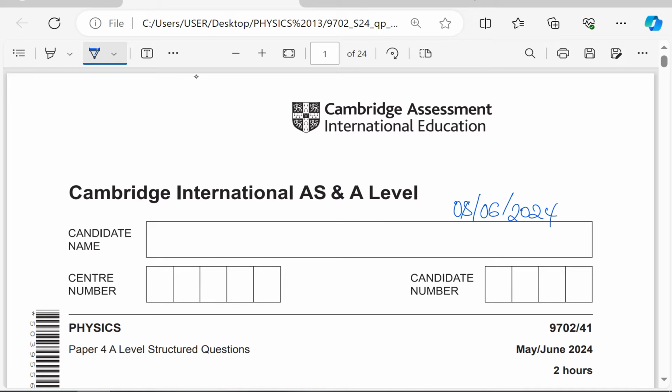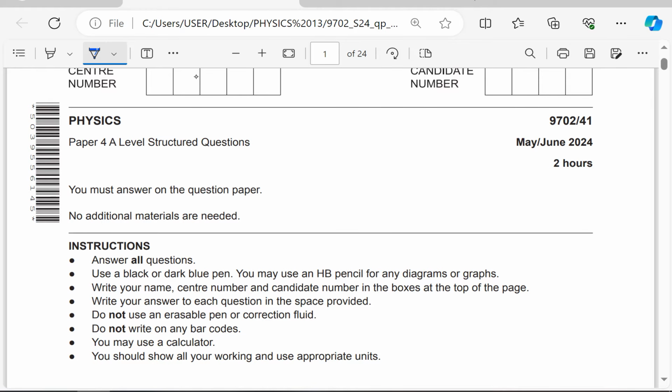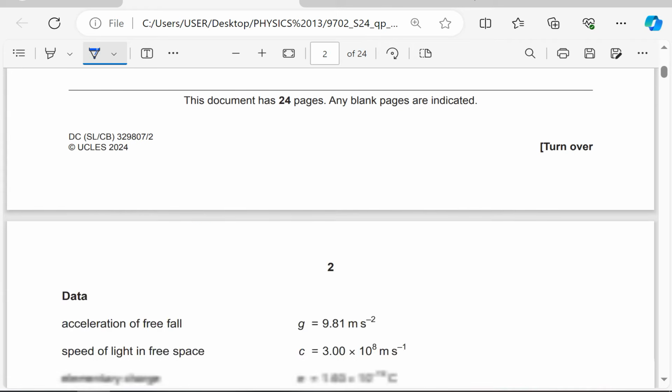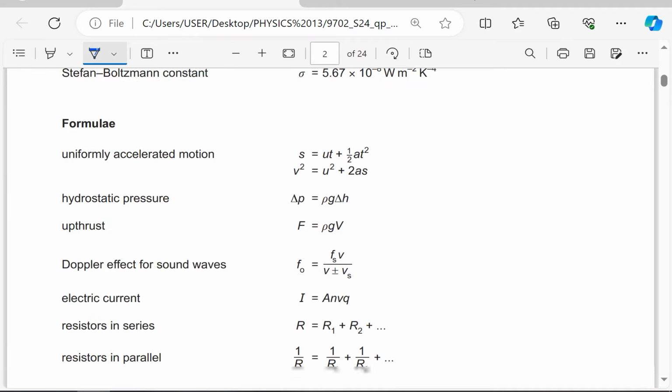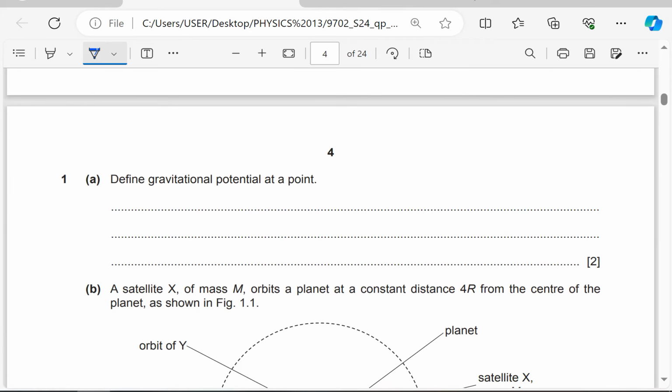Then I'll go for a break because I will be very, very busy. So let's go to the questions without wasting time. I may take slightly more than 2 hours or less than because I may give a lot of explanations, too much calculations, and so on and so forth. So I'll not go through the instructions, the formula, or the constants. I'll just go straight to page 4.